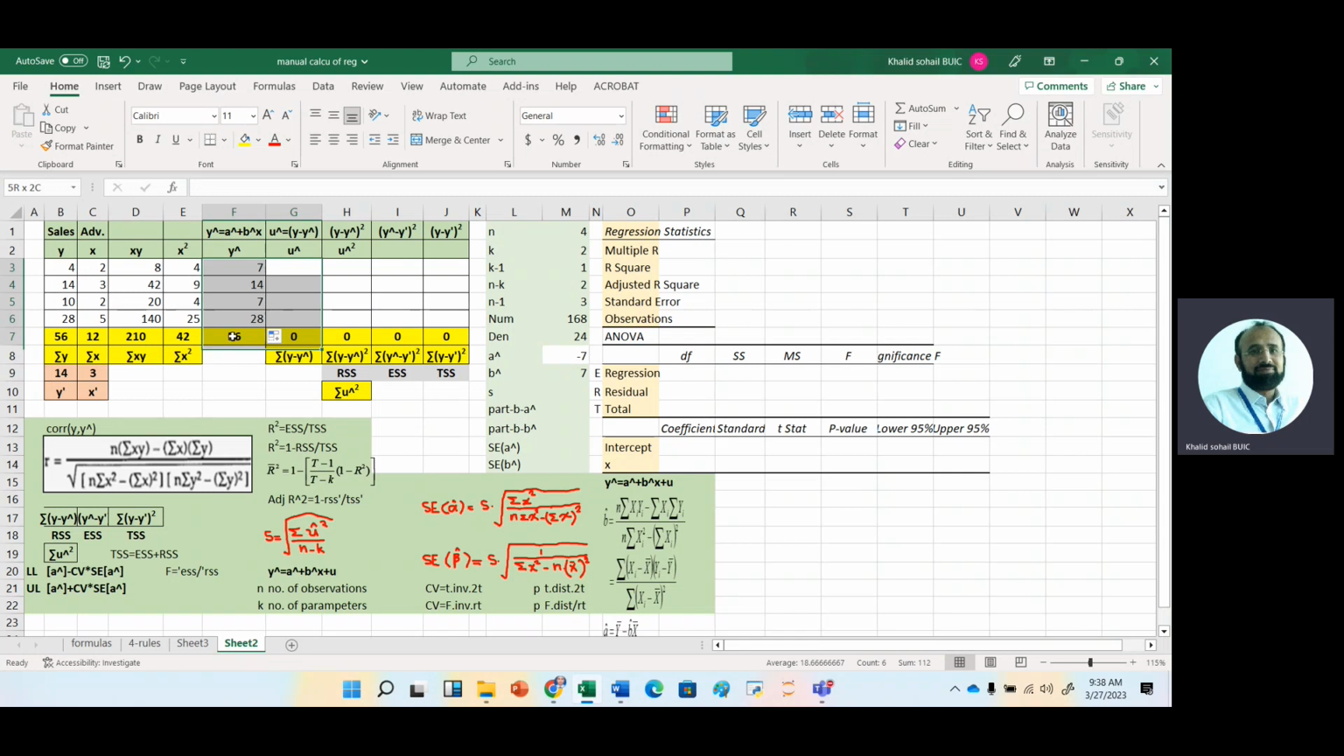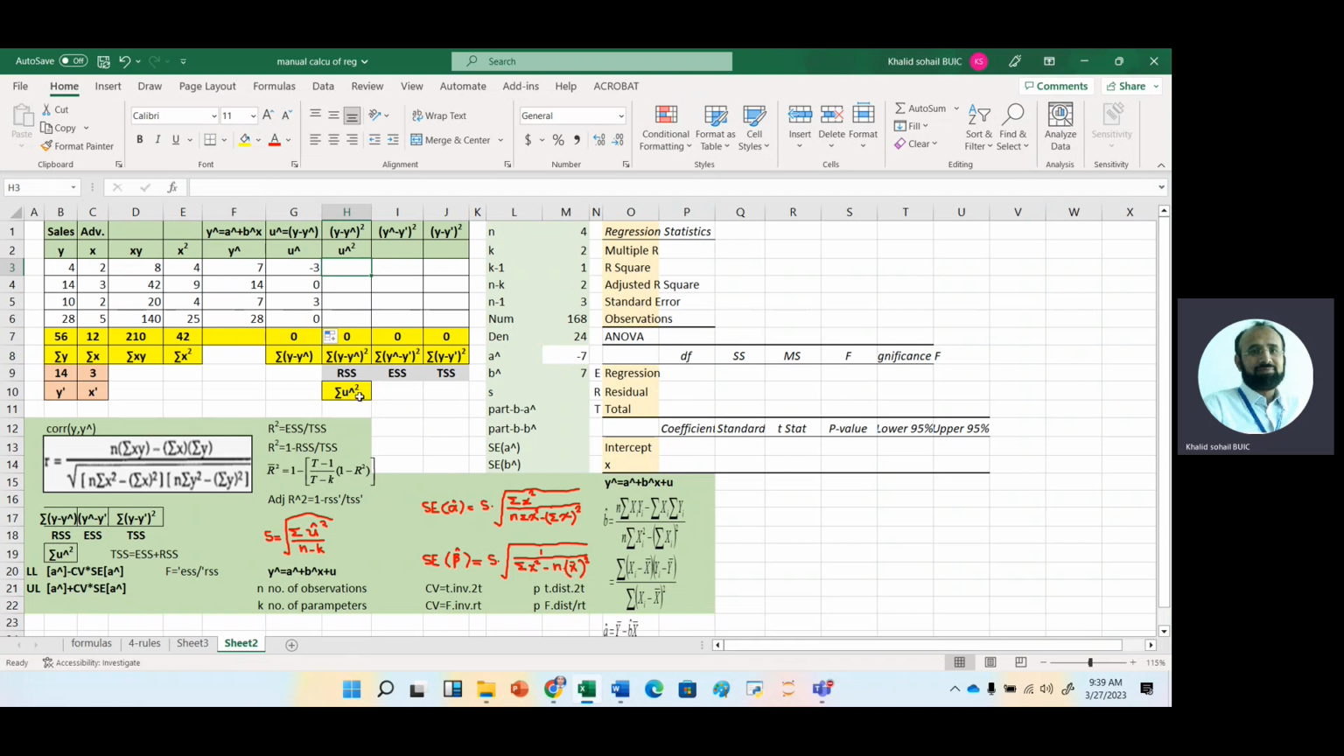And now we calculate u hat. Now, how is u hat calculated? It is the difference between y actual and y estimated, meaning y minus y hat. Here we have y minus y hat, and it should be equal to 0. And it proves that the error term should be 0.